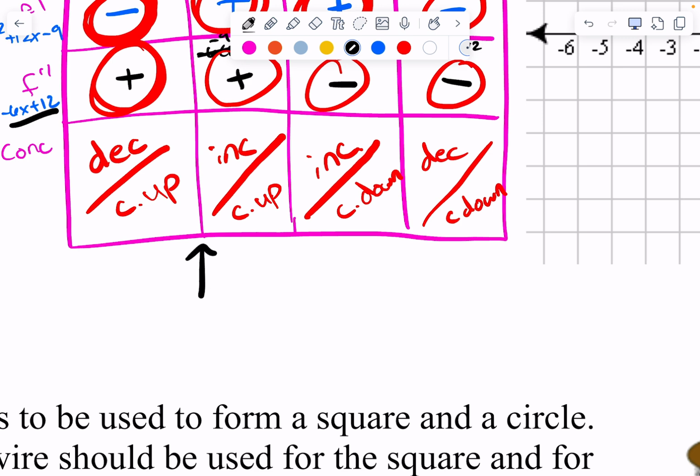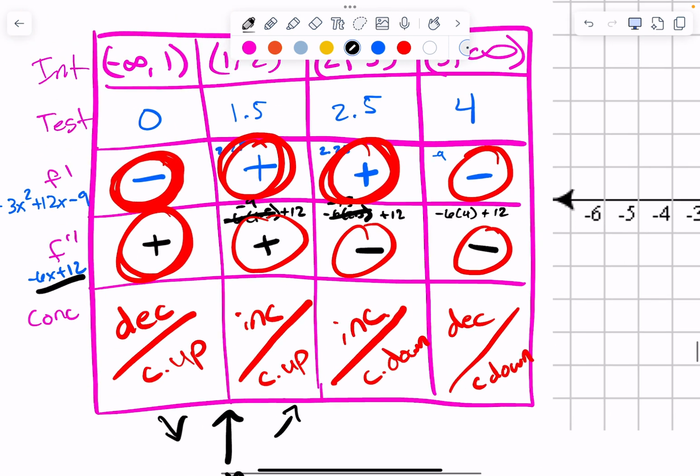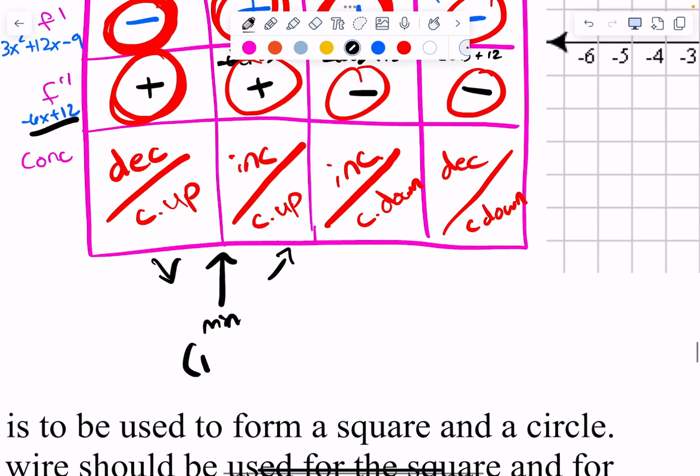Okay, so right here, what's he doing? He's decreasing and then he's increasing, so he's a min at 1 comma something. We'll find what that is in a second. Here he is a POI because he's switching concavity, right? So POI at 2 comma something. We'll figure that out in a second.